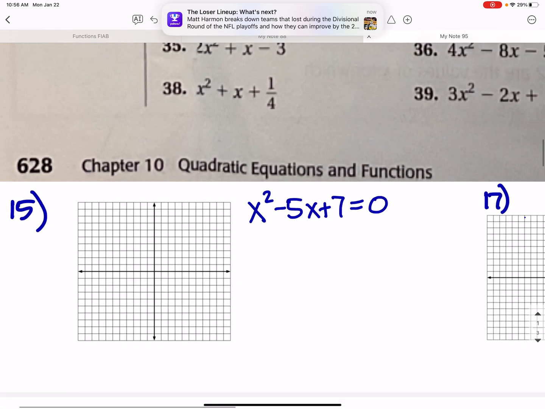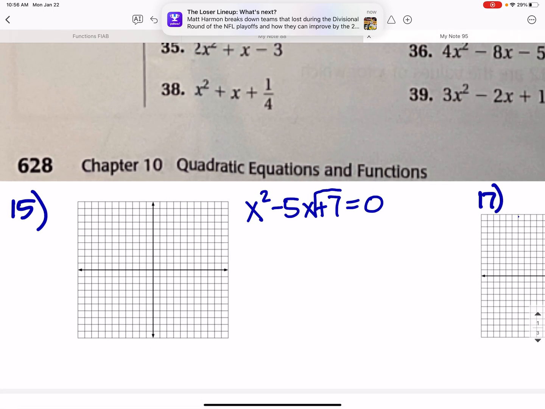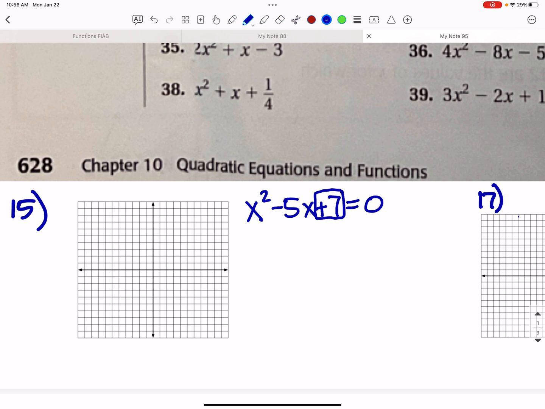Let's see. I know this graph starts at positive 7. So there's 1, 2, 3, 4, 5, 6, 7. Okay, I've got a trick to find the middle. When I don't know two numbers I can plug in, I can find the middle, and it's negative b over 2a. Negative b is negative 5, so negative 5 is positive 5. Over 2a, the a is 1, so that's over 2.